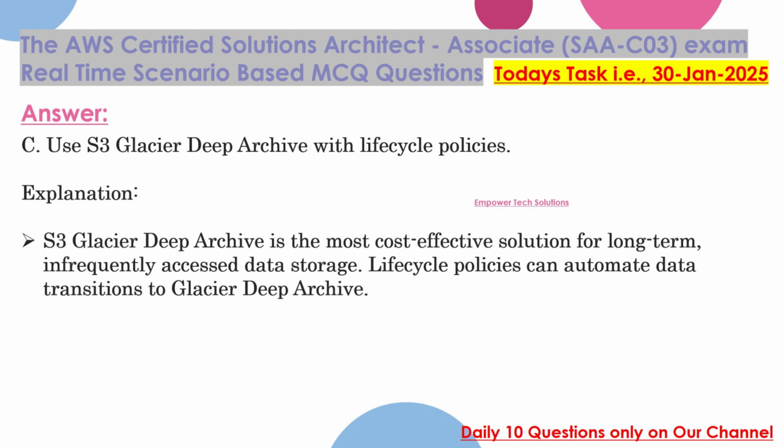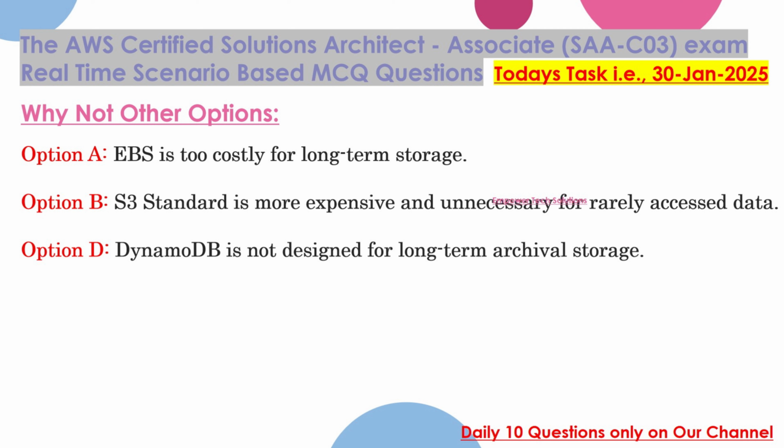Explanation: S3 Glacier Deep Archive is the most cost-effective solution for long-term, infrequently accessed data storage. Lifecycle policies can automate data transitions to Glacier Deep Archive. Why not other options? Option A, EBS is too costly for long-term storage. Option B, S3 Standard is more expensive and unnecessary for rarely accessed data. Option D, DynamoDB is not designed for long-term archival storage.